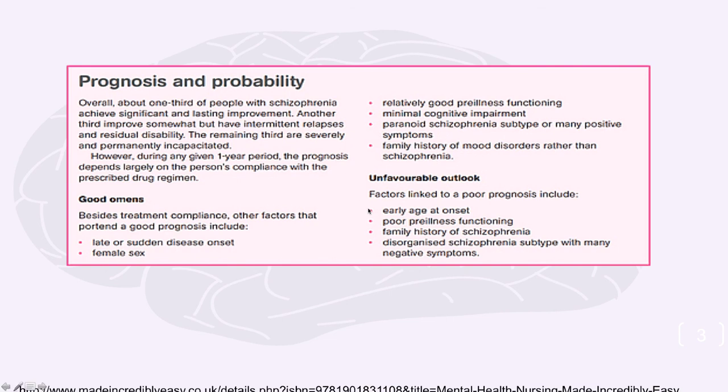And an unfavorable outlook is correlated with the earlier age at the start of the illness, poor pre-illness functioning, a family history of schizophrenia, and more of the negative symptoms.